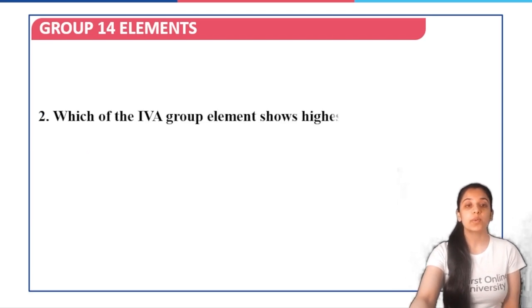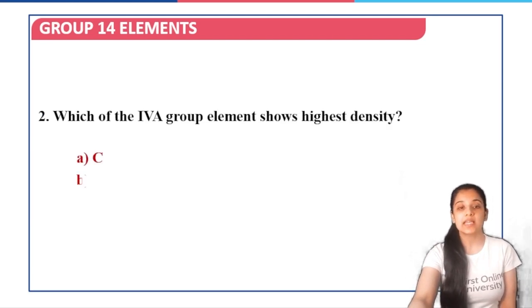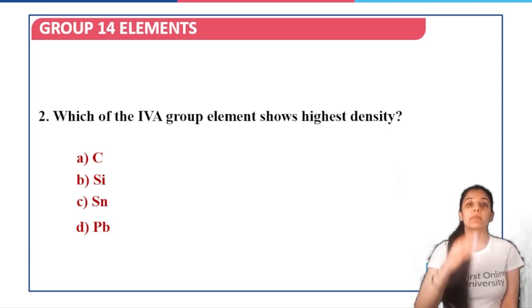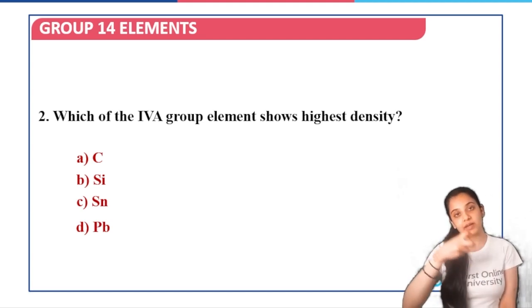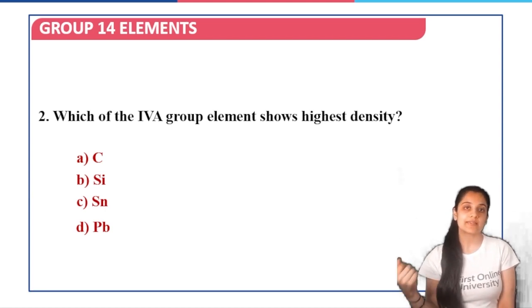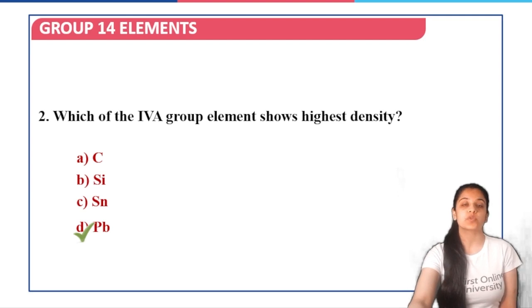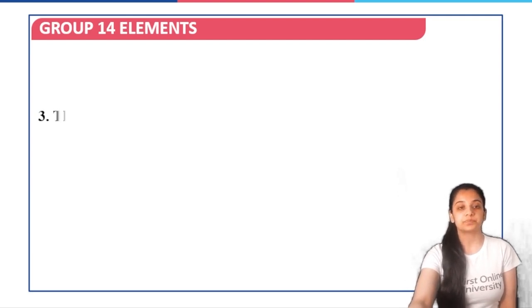Next is which of the following group 14 elements shows highest density? We have discussed the density order and we have seen that from carbon to silicon density decreases, but then it goes on increasing, and therefore the last element, which is lead, has the highest density. Option D is the correct answer.